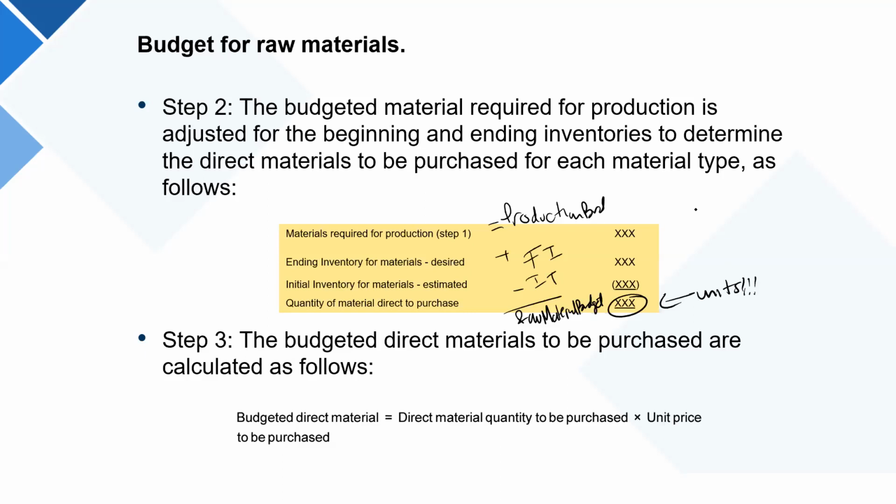So how do we end up with the raw material budget, the purchases of raw materials? Well, you just take the units of direct raw material and multiply by the price. And again, do we have the price for each of the units?